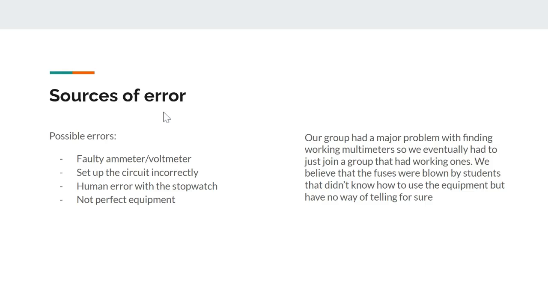Possible sources of error in this experiment. We could have had a faulty ammeter or voltmeter. We could have set up the circuit incorrectly. There could have been human error with the stopwatch, and some of the equipment may have been faulty or not perfect. And also, our group had a major problem finding working multimeters, so we eventually had to join another group that had working ones. We believe the fuses were blown by the students that didn't know how to use the equipment, but we have no way of telling for sure.